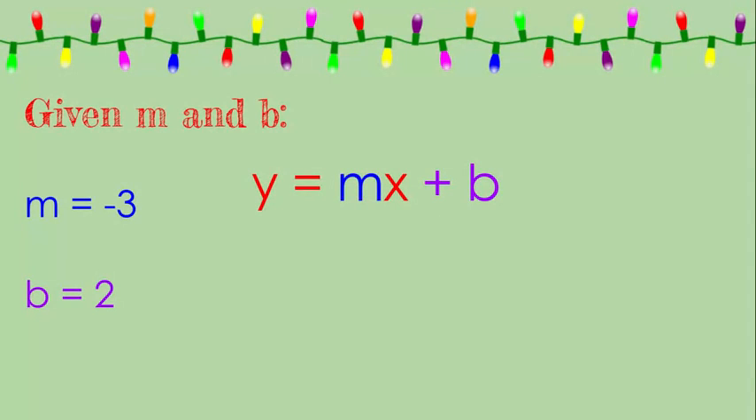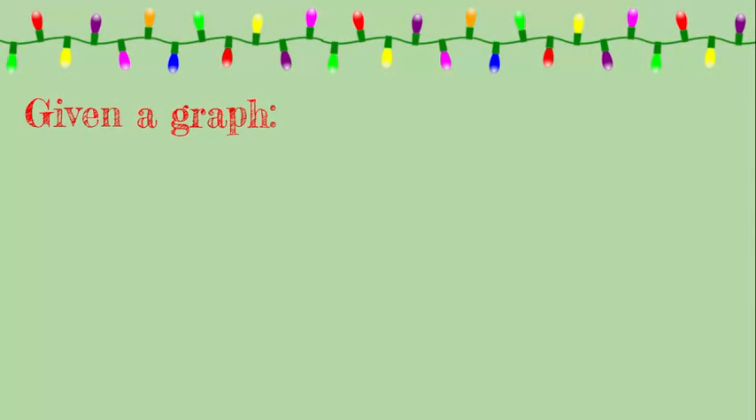We're going to identify the m and the b, which we have given to us. We're going to replace the m with -3. We're going to replace the b with +2, and then we're going to fill in the rest of the equation. So it looks like this: y equals -3x plus 2. And that's it. Let's look at if we're given a graph.